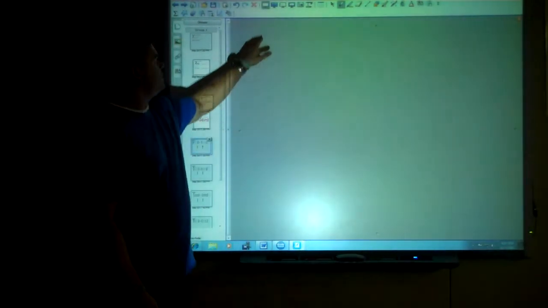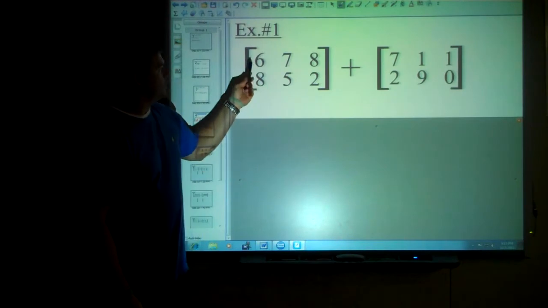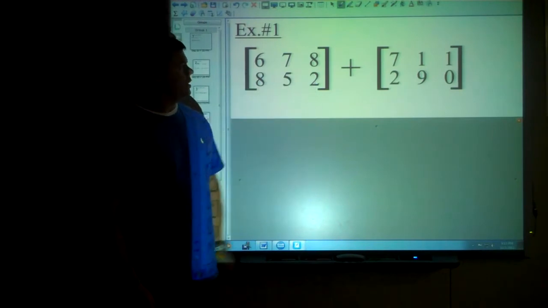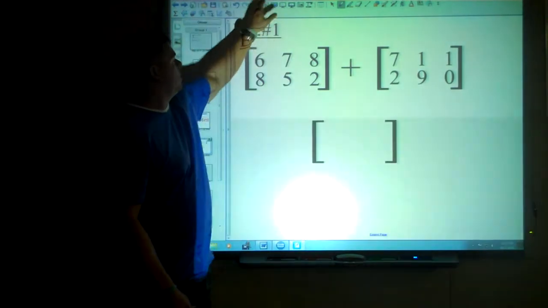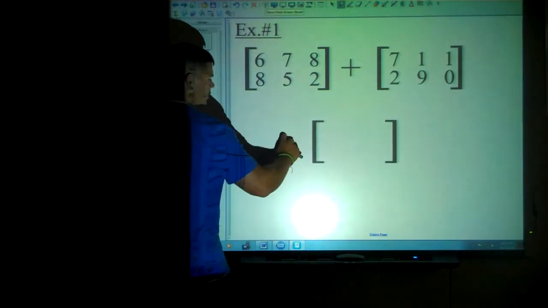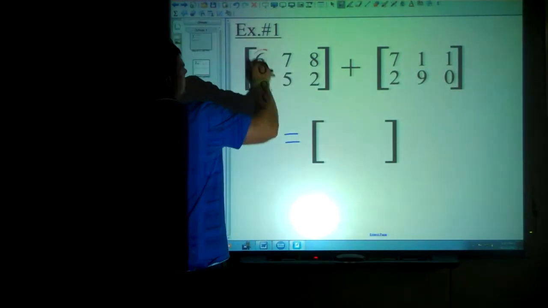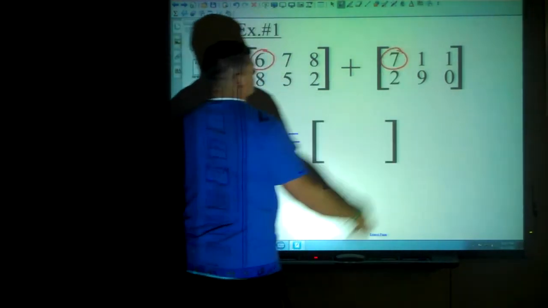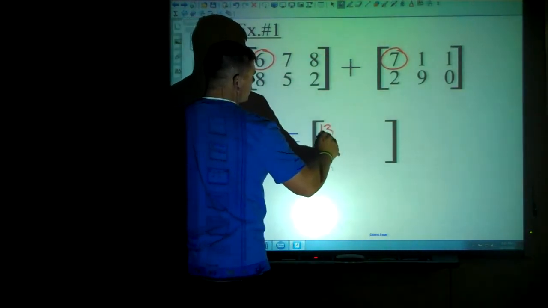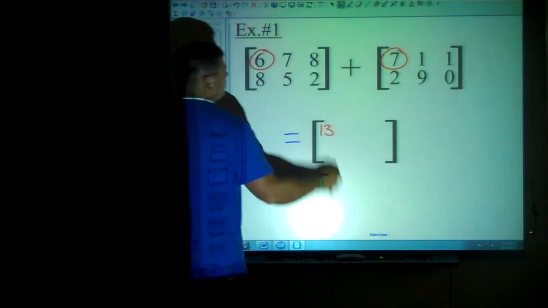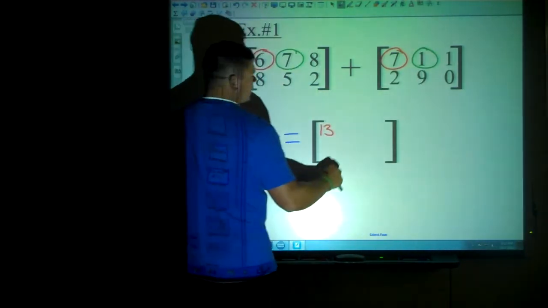So let's try some of these. Here we have a matrix with 6, 7, 8, 8, 5, 2 being added to 7, 1, 1, 2, 9, 0. And we want to come up with a new matrix that it equals. So we look at all the corresponding parts. And here you have 6 and 7 in the exact same location. So 6 plus 7 makes 13. And we have 7 and 1 in the exact same location. They add together to make 8.